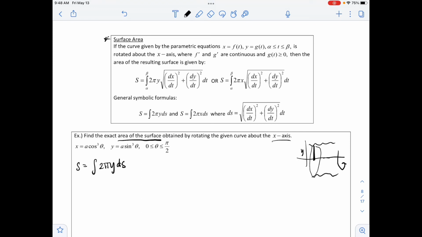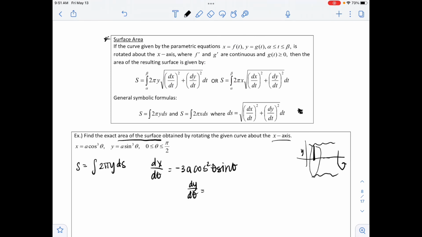And so in order to find this, ds is equal to the square root of (dx/dt) squared plus (dy/dt) squared, dt. And so finding dx/dθ for this problem, we do need to use the chain rule. And so we have 3a cosine squared θ times the derivative of cosine, which is going to be negative sine θ. Put the negative out in front. And then we also need to find our dy/dθ.